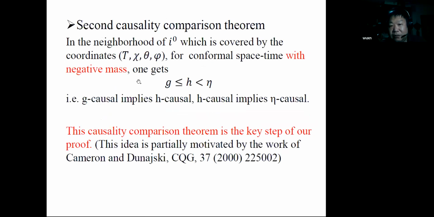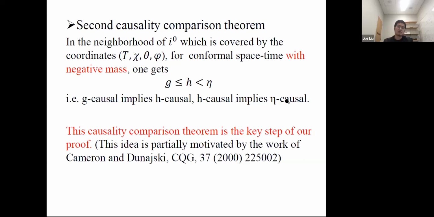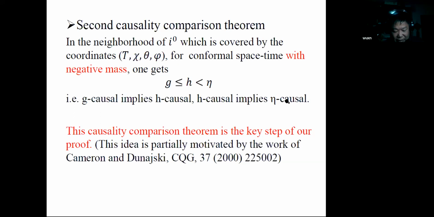you can show the following inequalities. That means G is smaller than H and also smaller than eta. This relation only holds for the negative mass case, so we can show these relations. This means that G causal implies H causal, and H causal also implies eta causal. That means the light cone defined by eta, the conformal Minkowski, is the biggest one, the light cone defined by H is smaller, and then G is the smallest one.